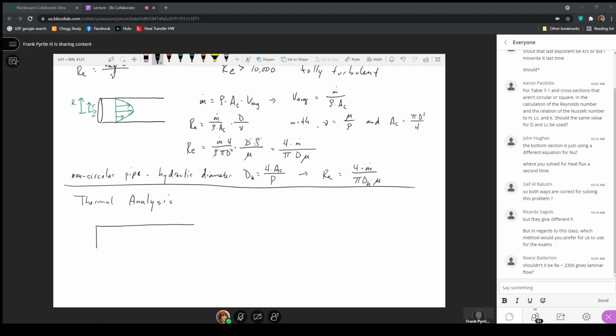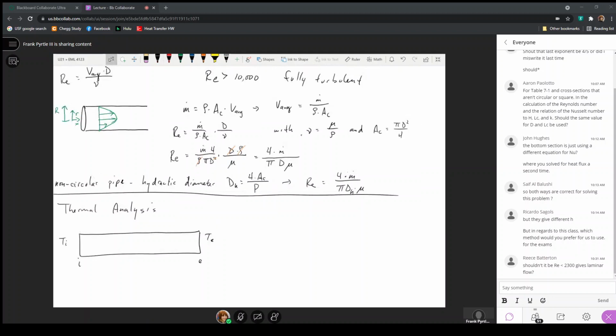If I have a pipe here, where I consider the inlet and the exit of the pipe, I and E, there's a temperature at the inlet and there's a temperature at the exit of the pipe. So if the temperature at the exit of the pipe is greater than the temperature at the inlet, it says that there was a heat transfer process that allowed for heat to go into the fluid from the surface here.